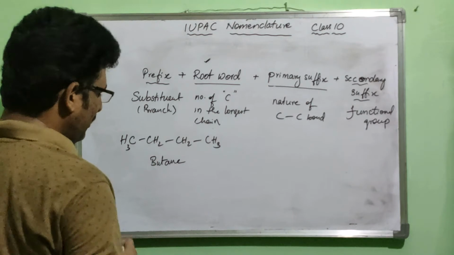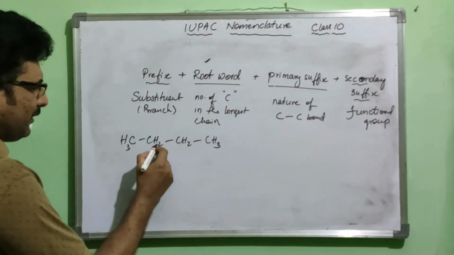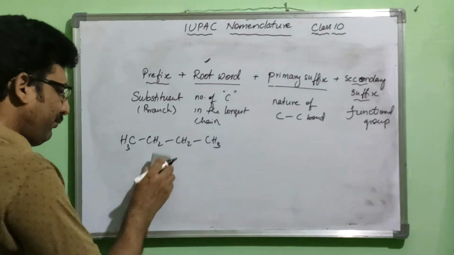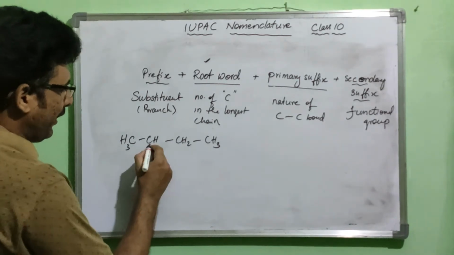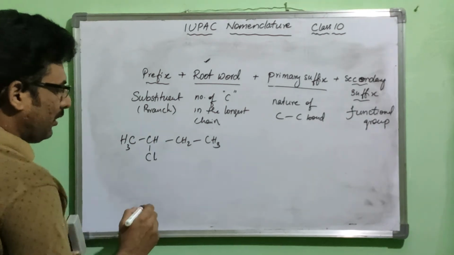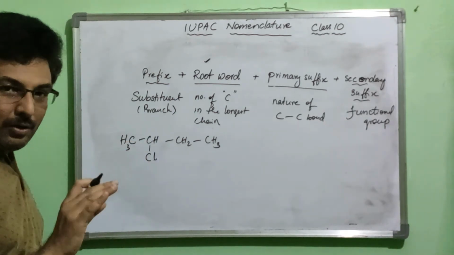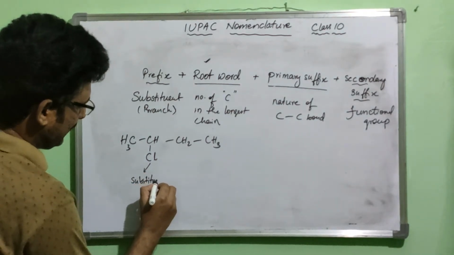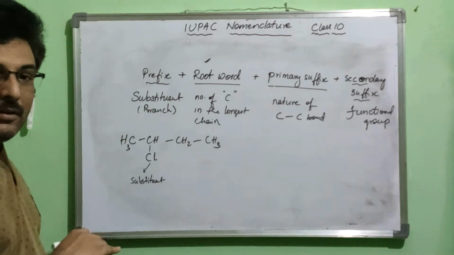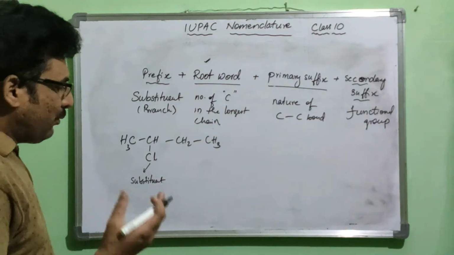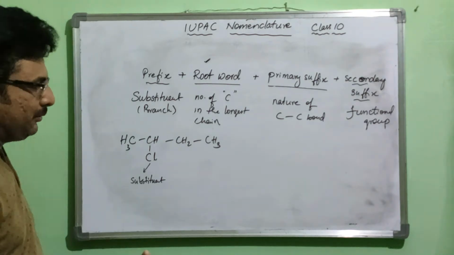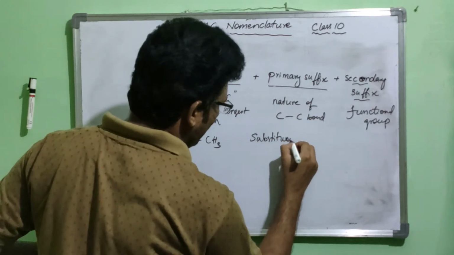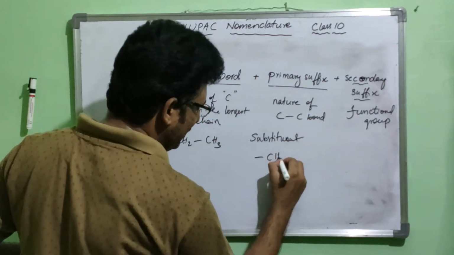Now this is a butane. If any one of these hydrogens, say here I have CH2, 2 hydrogens are there, if one hydrogen is replaced by some other group or some other atom like Cl, then we call it a substituent. What atoms or elements or groups can be a substituent? Generally the substituents we have can be CH3.